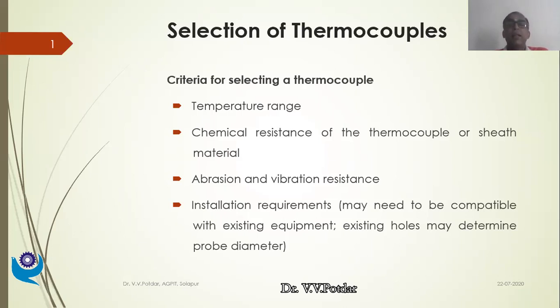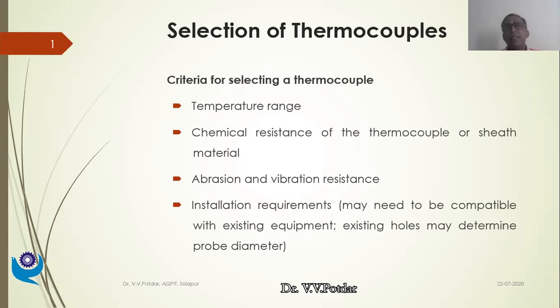We saw the constructional details also. We saw various types, J type, K type, S type, various types of thermocouples. Now these thermocouples are widely used in many mechatronic devices. Many process control industries, they are used. In many mechanical industries, these are used. In various biomedical applications also, these are used. We'll see the applications later on. Let us see today the criteria for selection of thermocouples.